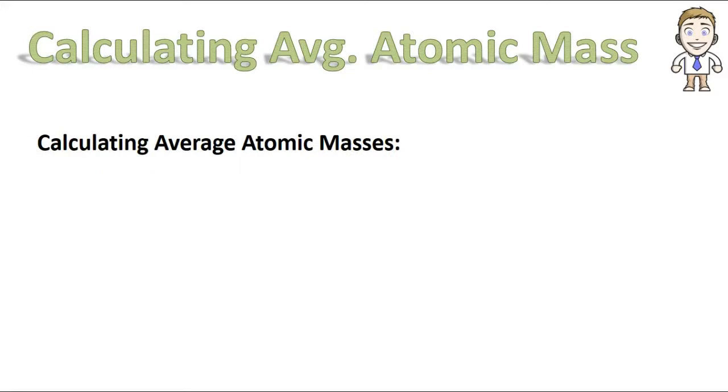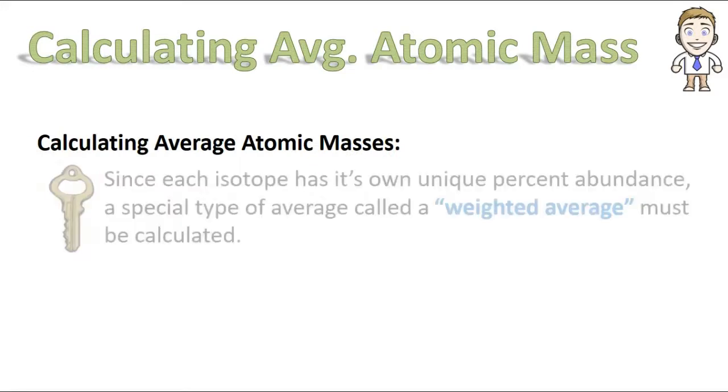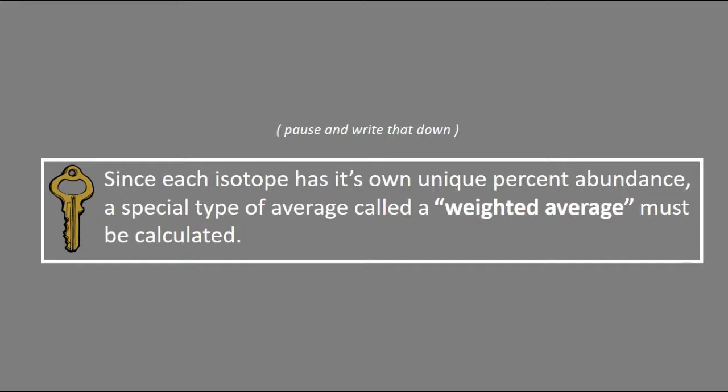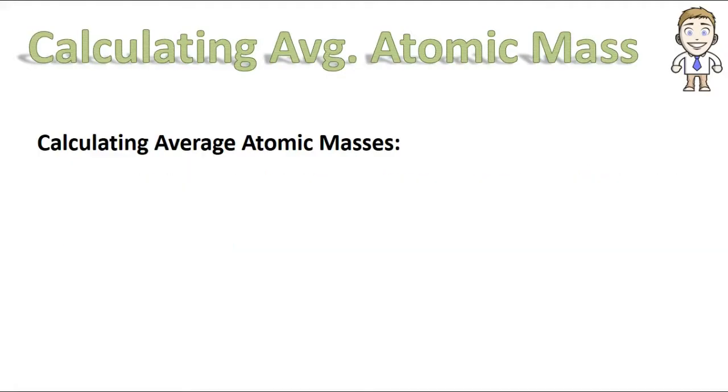Knowing all that, you're ready to actually look at the calculation itself. Just keep one thing in mind. If you're saying to yourself, great, I already know how to calculate an average, most people do, just hold on a second, because this is not your typical average. It's called a weighted average. And the weighted average takes into account each isotope's unique percent abundance. So that's really what we're going to go over, how to calculate a weighted average.